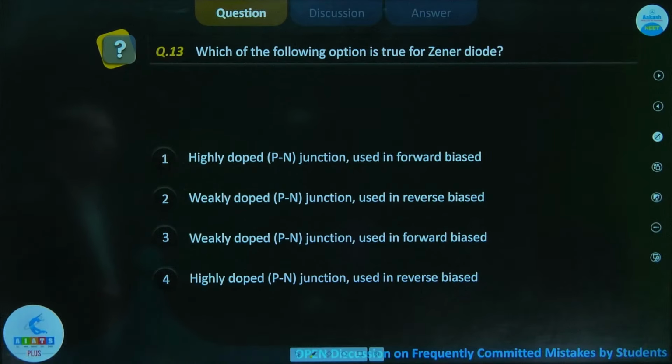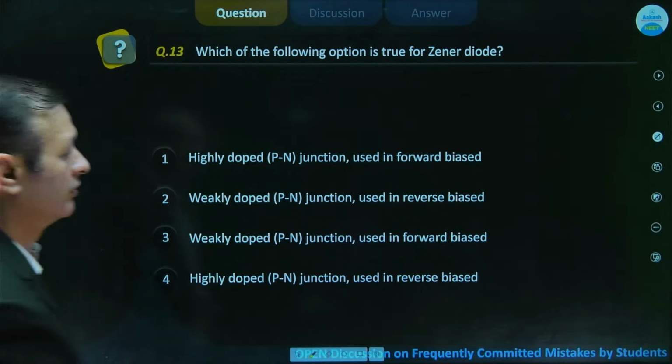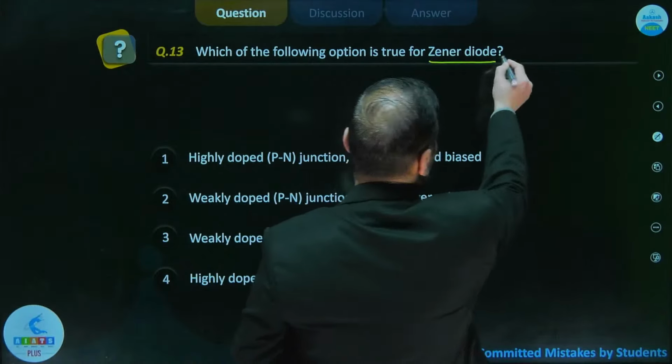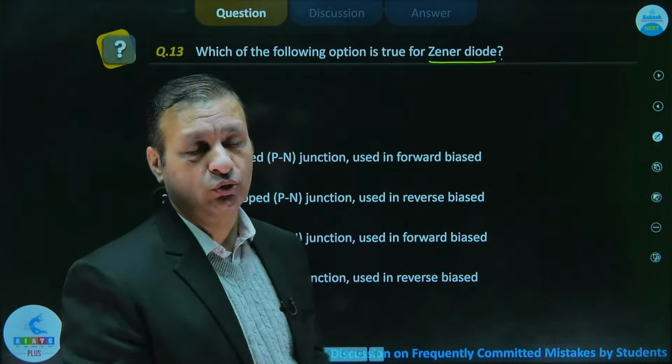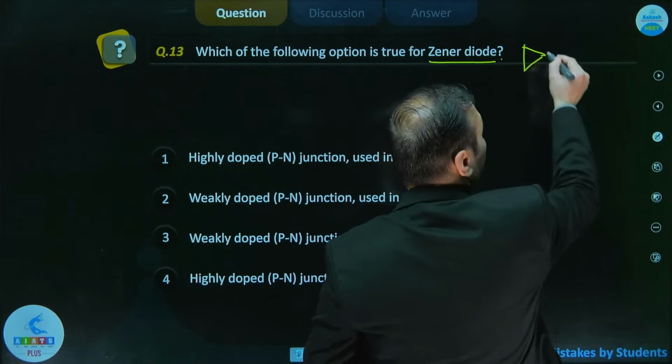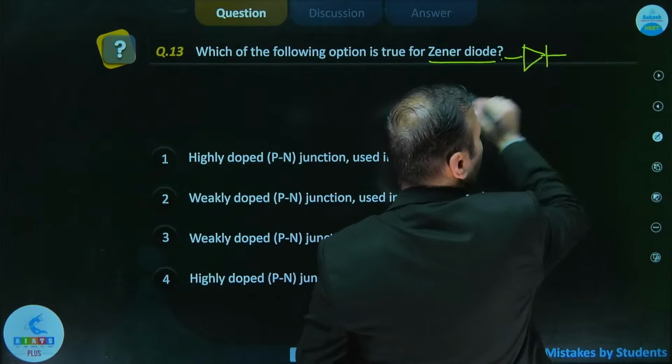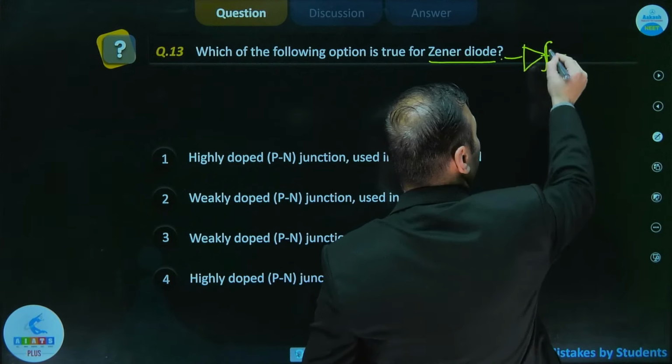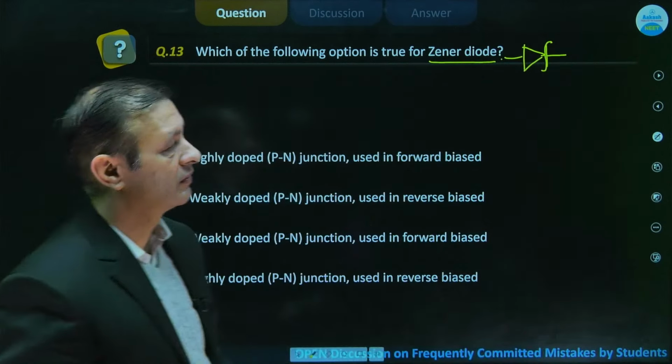Which of the following options is true for Zener diode? This Zener diode is a specially designed diode. Symbolically, the normal diode, the PN junction diode, is like this, but for the Zener diode, this is the symbol. Got it or not?